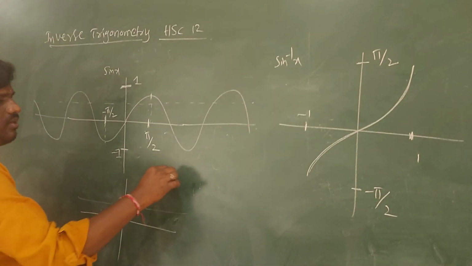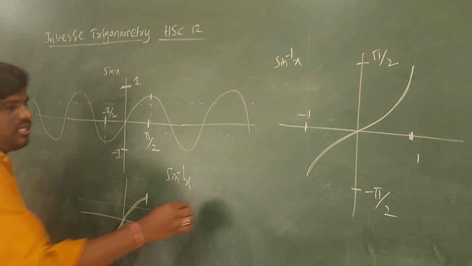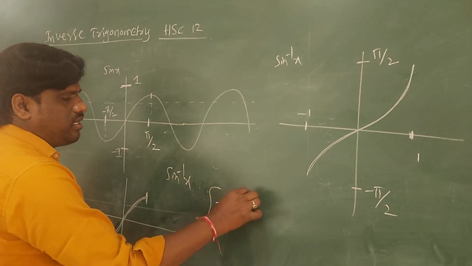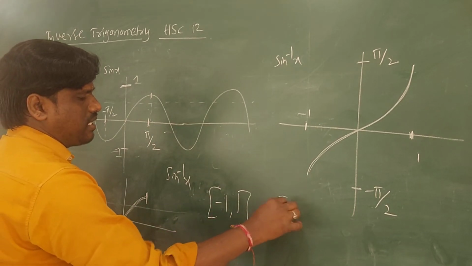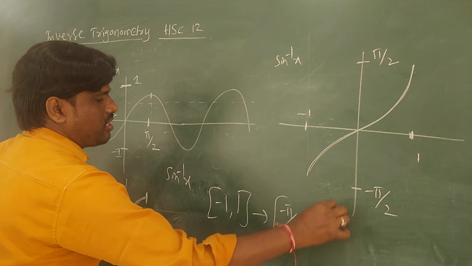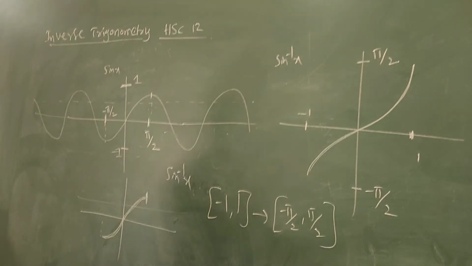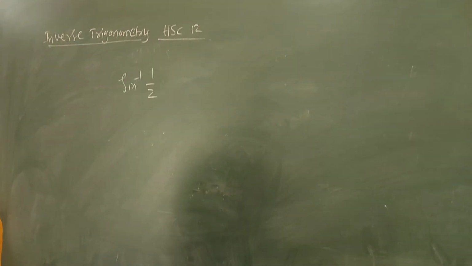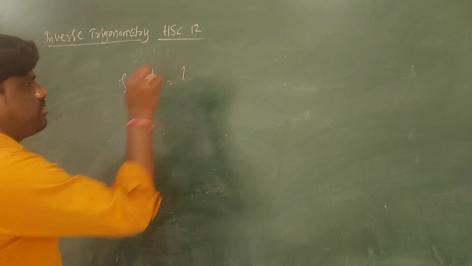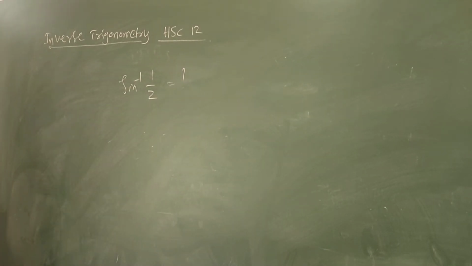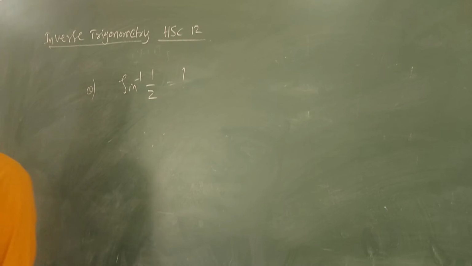So what you need to remember is that for sine inverse x, the domain is minus 1 to 1 and the range is minus pi by 2 to plus pi by 2. You should remember only this for sine inverse x. Right? Sine inverse 1 by 2, find the principal solution. These are important questions. I will take the board questions later. Just I am explaining. If I want to find sine inverse 1 by 2, what is the value?